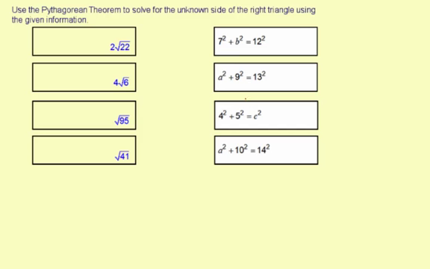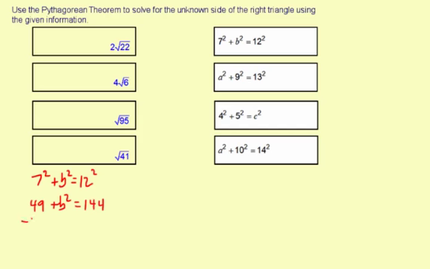Use the Pythagorean theorem to solve for the unknown side of the right triangle using the given information. So the Pythagorean theorem is a squared plus b squared equals c squared. So we're given the Pythagorean theorem right here, we just need to solve for this b. So it's going to be 7 squared plus b squared equals 12 squared. So 7 squared is 49, then plus b squared equals 12 times 12, which is 144.